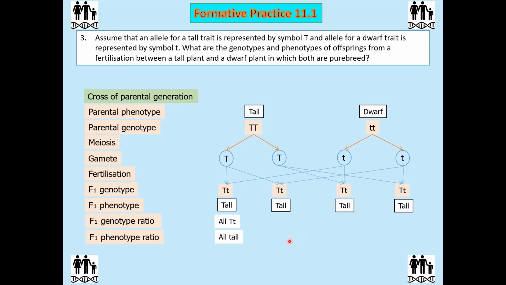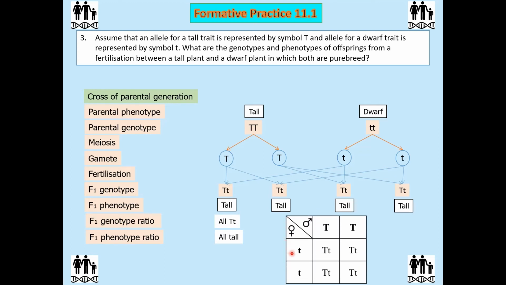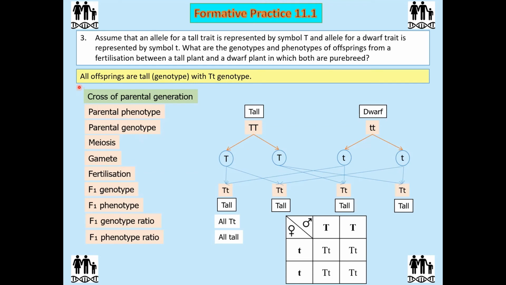So we can also use the Punnett square to draw. All are heterozygous dominant. So all offspring are tall with heterozygous genotypes.